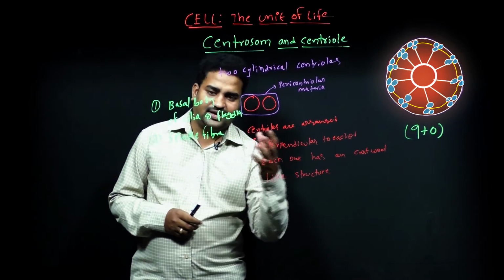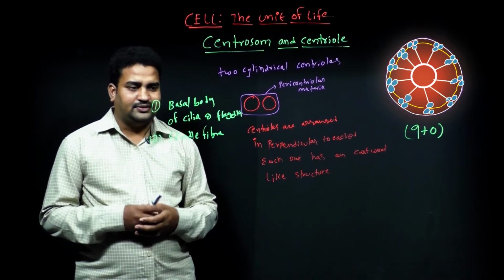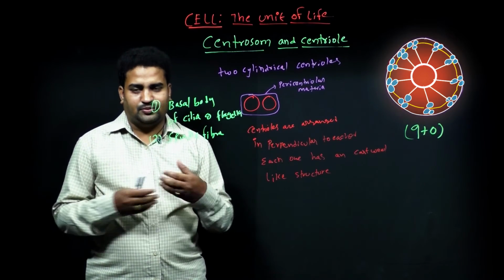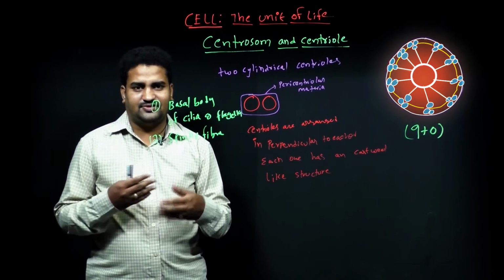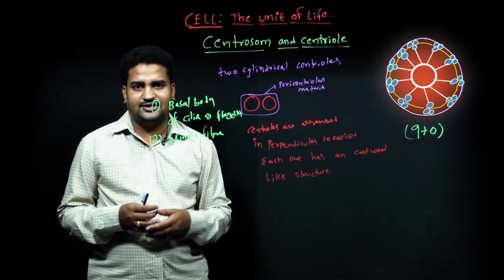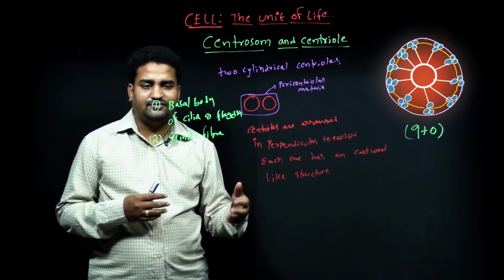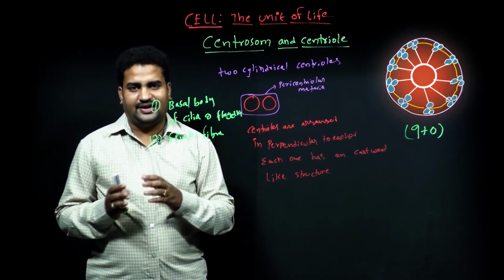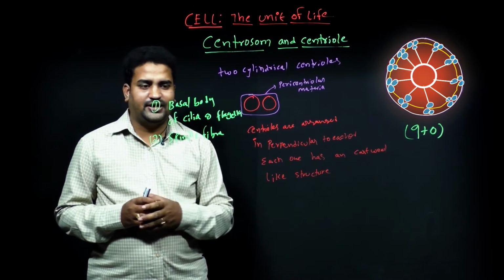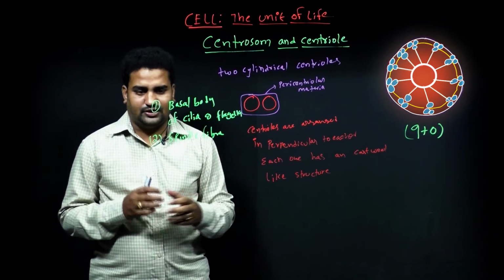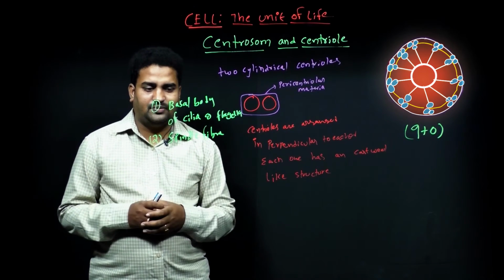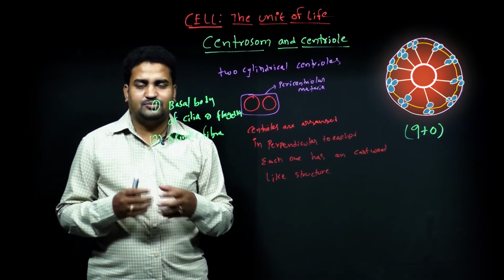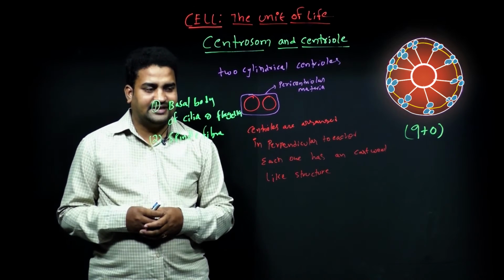So cilia are important for the movement of fluids as well as the cell, and flagella are important for the movement of the cell. They arise from the basal body formed by the centriole. So the centriole also forms spindle fibers, which are useful during cell division.